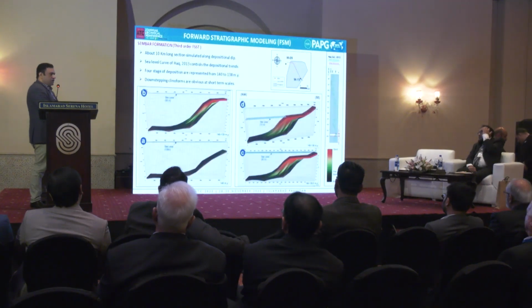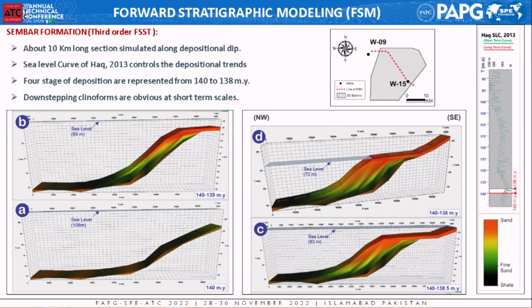So this is actually the final step of the presentation. This is a more significant feature in the Chamber formation, which I think should be discussed here. This is the forced regressive wedge which we have identified over the seismic. Here you can see the sea level curve. Red one is showing the long-term scale, and green is showing the short-term scale.